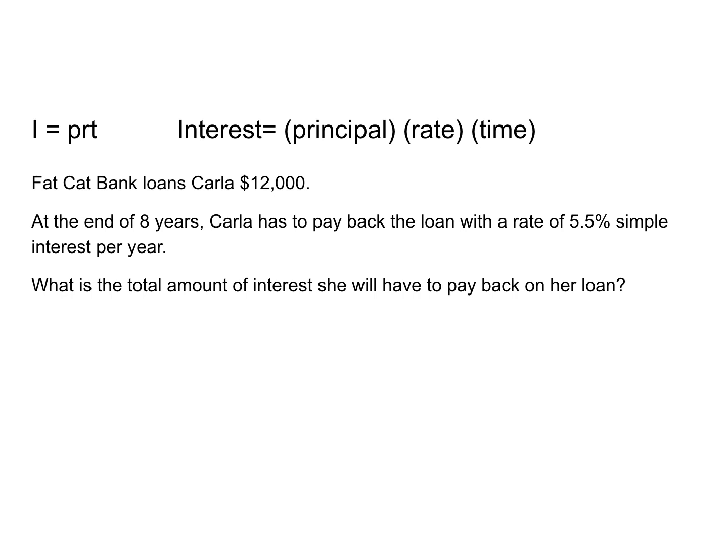So to figure out the interest, we are going to say I is the interest, that's what we're trying to figure out, equals the principal, the beginning amount, so that's 12,000, times the rate. So the rate is the percent. Okay, so 5.5%, we're going to change that to a decimal, 0.055, times the amount of time in years. So how many years? 8 years. So what you're going to do is just multiply all of those things, and that will tell us the amount of interest she has to pay back.